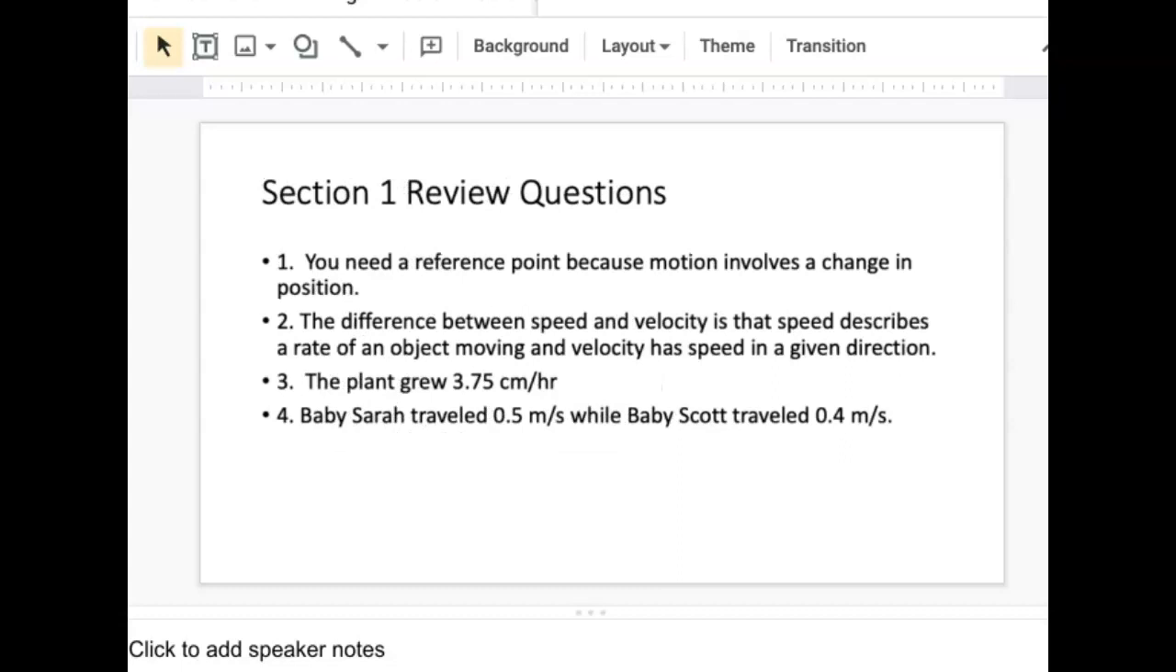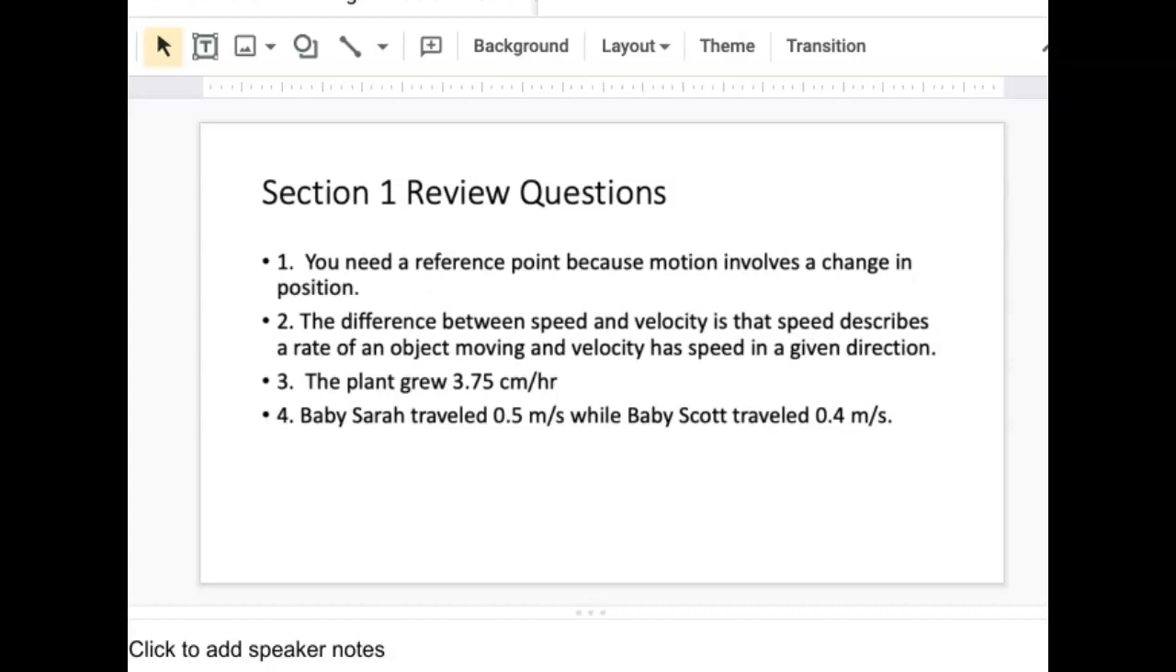All right, the section 1 review questions. So the question 1 was asking us, when do you use a reference point? And it's anytime you're comparing the motion of objects. And remember, one of them has to be stationary. Question 2, the difference between speed and velocity is that speed is just distance over time. Velocity, you have to give a direction.